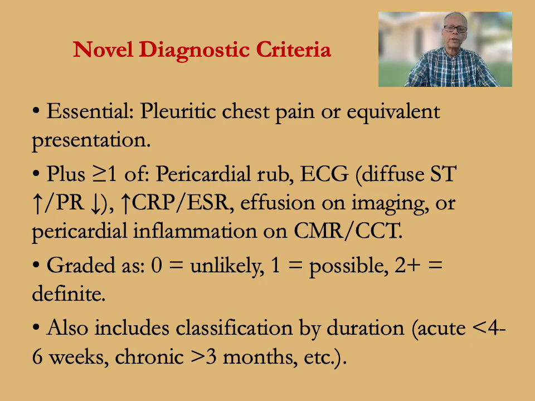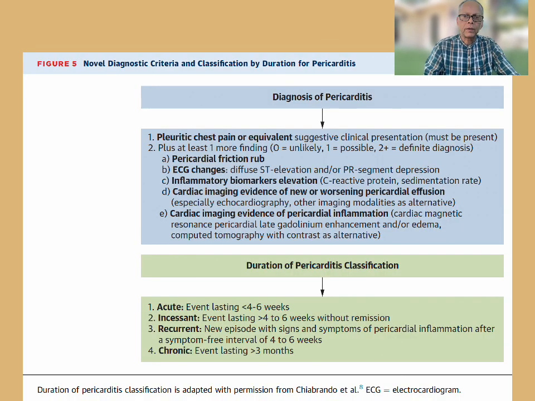This also includes classification by duration. Acute pericarditis is an event lasting less than 4 to 6 weeks; incessant, an event lasting greater than 4 to 6 weeks without remission; recurrent, a new episode with signs and symptoms of pericardial inflammation after a symptom-free interval of 4 to 6 weeks; and chronic, an event lasting greater than 3 months.